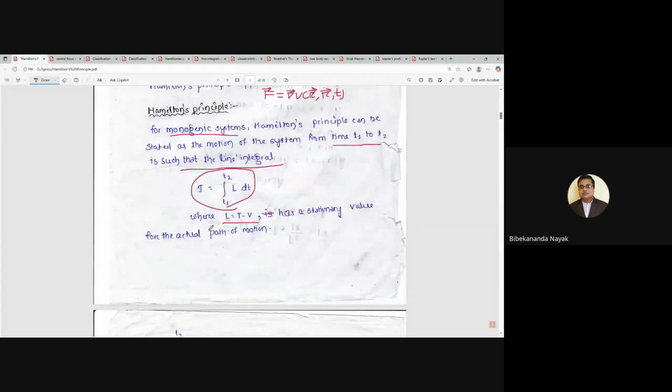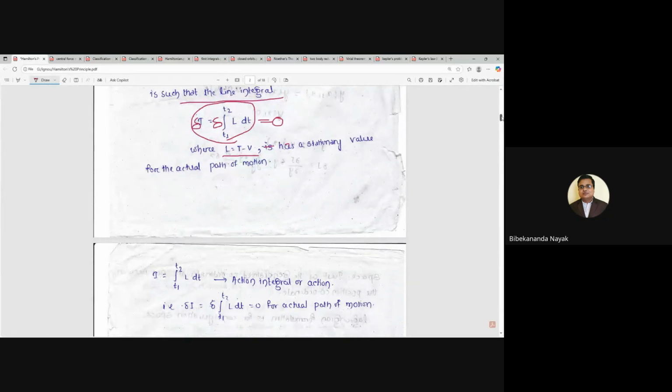This is Hamilton's principle. If it is stationary, stationary means constant, its variation delta I must be 0. I am writing here delta I will be 0. From this concept, you can derive Lagrange's equation.